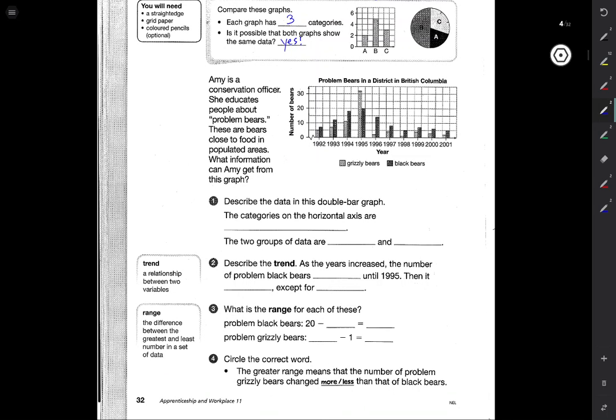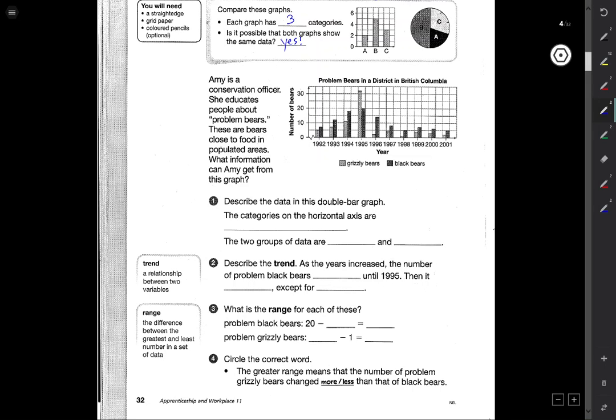Amy is a conservation officer. She educates people about problem bears. These are bears close to food in populated areas. What information can Amy get from this graph? So this graph here, let's see, it's problem bears in a district in British Columbia. Now we have the number of bears as well as the years.